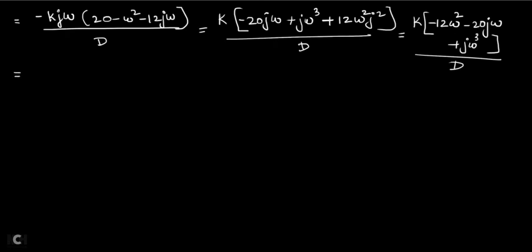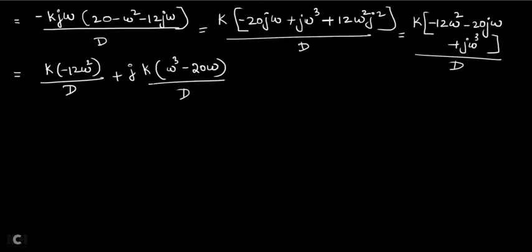Now I have to split the real terms and imaginary terms, no? So k into minus 12 omega square. Wherever j is not there, you group it on one side, and wherever j is there, you group it on another side. So if you take j common, then you are left with omega cube minus 20 omega divided by D. So I am now grouping the real term and then the imaginary term. After grouping, then you equate real to 0. What will you get?